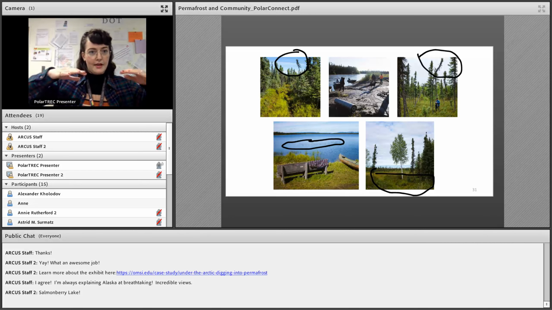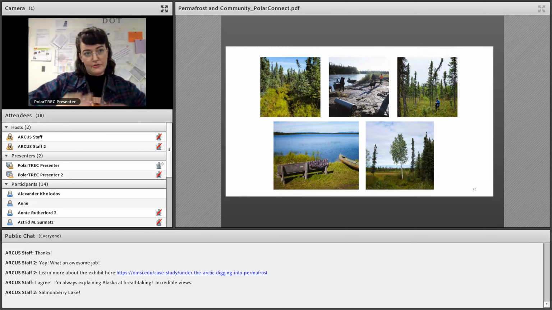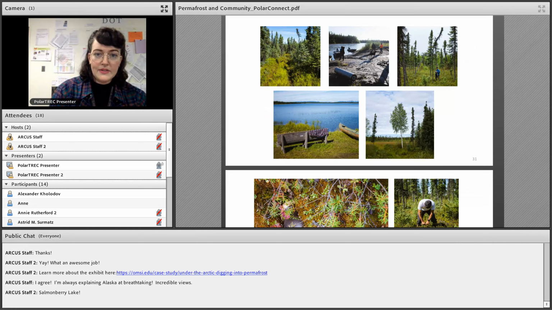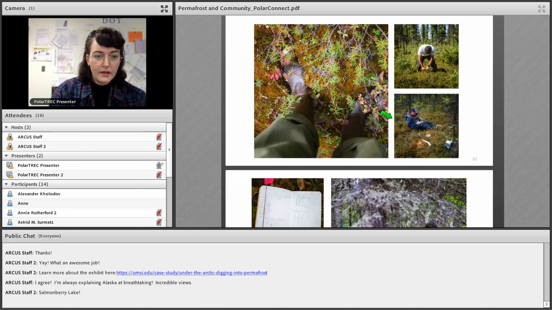But then as it thaws deeper and deeper and deeper, it's basically like opening up the drain in your bathtub because there's no ice underneath it, and it all just drains right out the bottom. So you get a super dry landscape. And you start to see deciduous trees like the birch. Okay, going to the next slide.